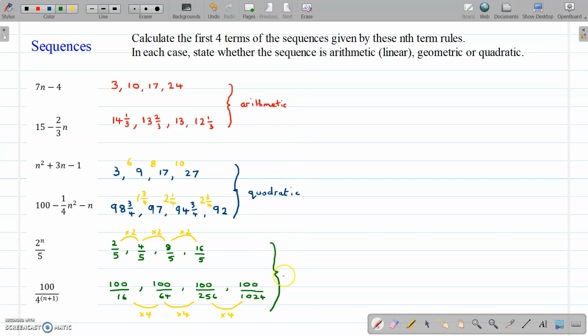Now in the next video we will look at finding the rule for a sequence given the first, say, 4 or 5 numbers in the sequence. That's quite straightforward with linear sequences or arithmetic sequences, a bit more difficult with quadratics and geometric. So we'll do those in later videos.